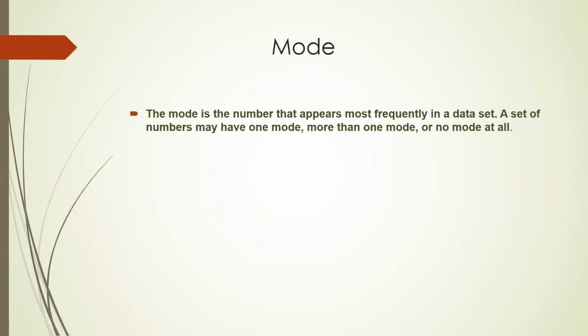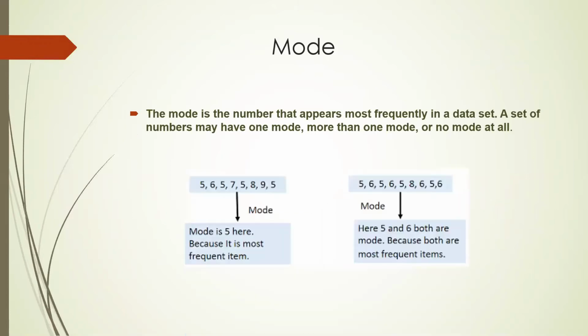So what exactly is mode? Mode represents the number which occurs most frequently in a data set. A set of numbers may have one, more than one, or no mode at all. For instance, in this particular data set, the number 5 is getting repeated 4 times. So it is the most frequent item over here, hence that is the mode. You can see it is repeated 1, 2, 3 and 4 times. So that becomes the mode.